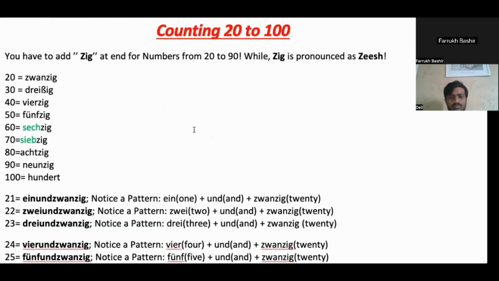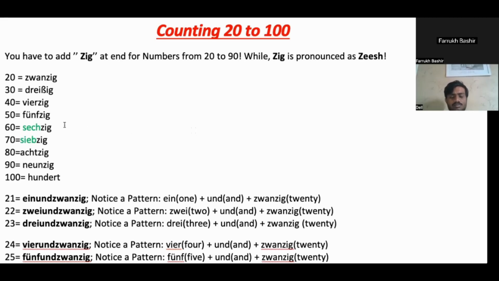Next, we have counting from 20 to 100. From 1 to 10, we learned ein, zwei, drei, vier, till zehn. And then we learned there was a pattern from 13 to 19. 11 and 12 are special. From 13 onward, we use 3 plus zehn, 4 plus zehn, meaning dreizehn, vierzehn.